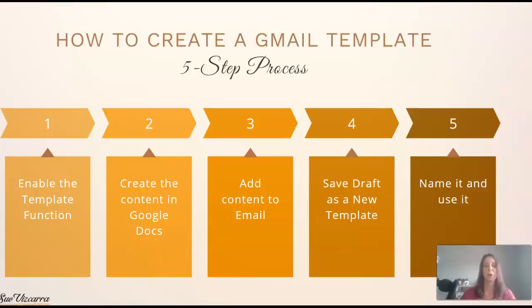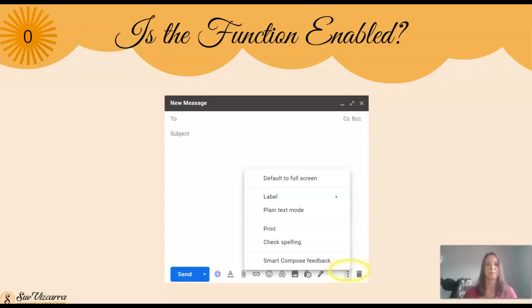Step number 1, we're going to enable the template function in Gmail. Step number 2, we're going to create the content in Google Documents. Step number 3, we're going to take the content from the Google Documents and move it over to the actual email. Step number 4, we are going to save the draft as a new template. And step number 5, we are going to name the template and we're going to practice using it.